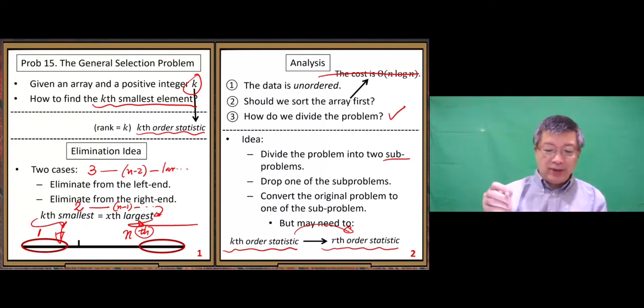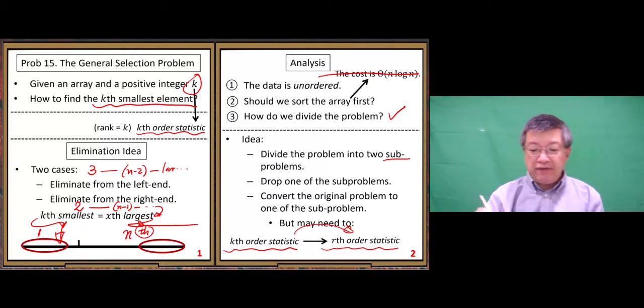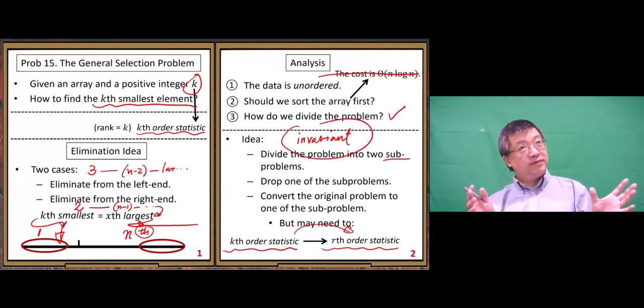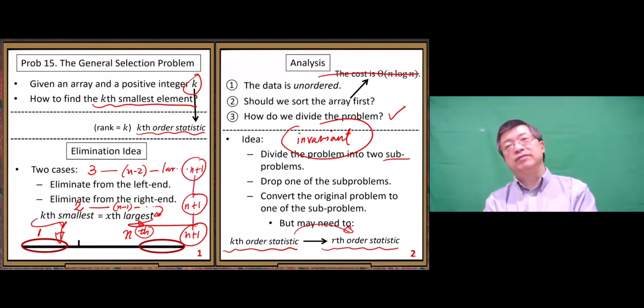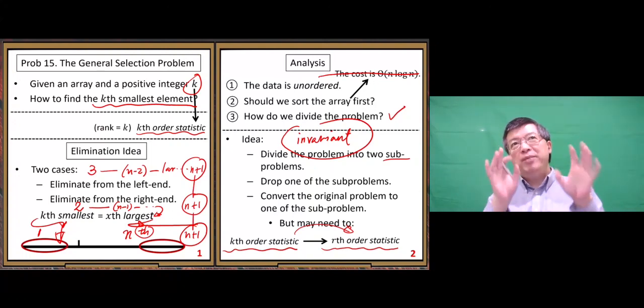Now, remember, I introduced that invariant method: find the invariant. Here, can you find something invariant? 1 plus n, that is n plus 1. 2 plus n minus 1, also n plus 1. 3 plus n minus 2, also n plus 1. Is this n plus 1 invariant? Yes.